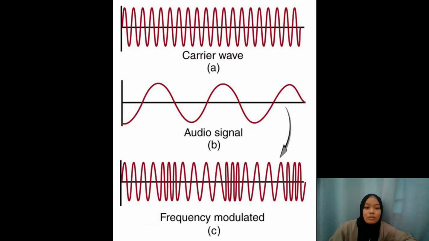It can be seen that when the audio signal is at its maximum, the frequency of the modulated signal will increase. Meaning that the frequency is higher than at the minimum peak of the audio signal. As for the demodulator, it will recover the original signal, which is the message signal in waveform B.